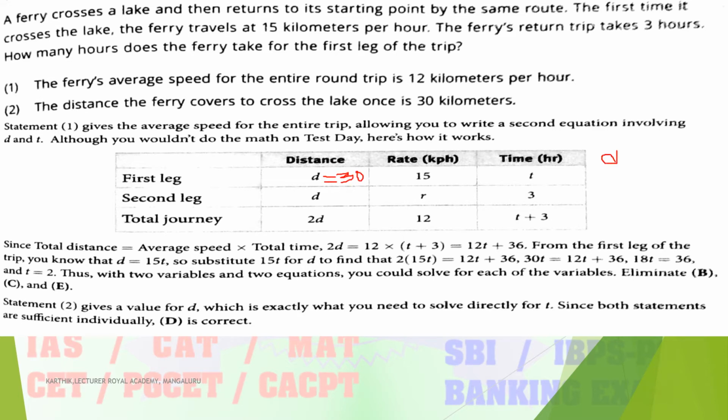So D is equal to rate into time. D is given as 30. The rate, in the first case, is 15. So you can easily determine the value of T: T is equal to 2. So the second statement alone can answer the question. Each statement alone can answer the question. Which option is correct? Option D is correct. The first statement alone gives T equal to 2, and the second statement also gives T equal to 2. So option D is correct.